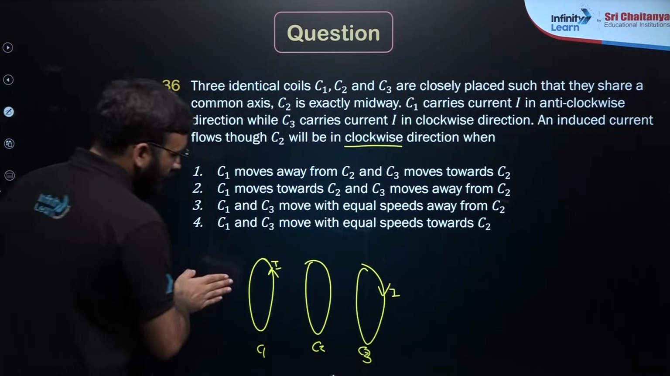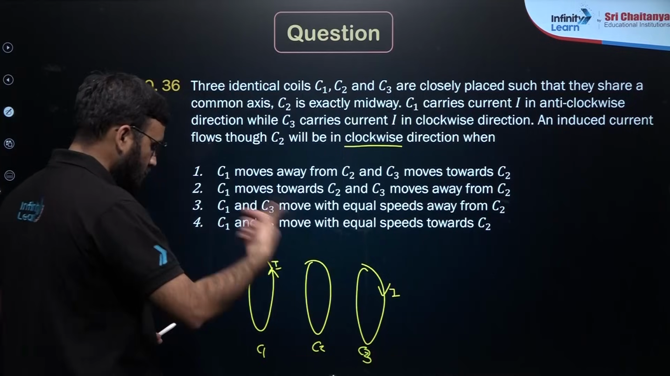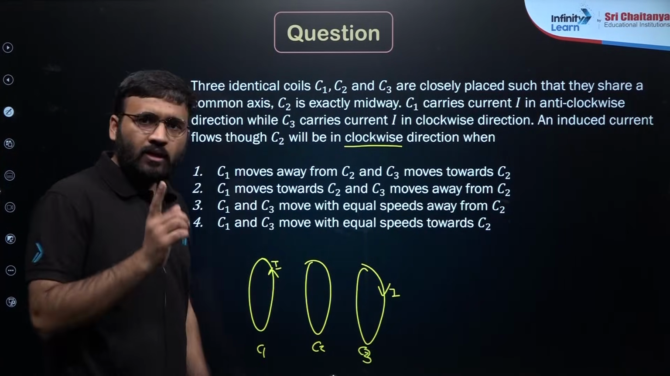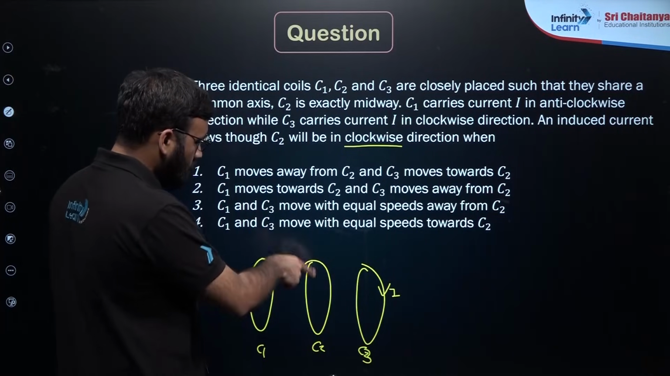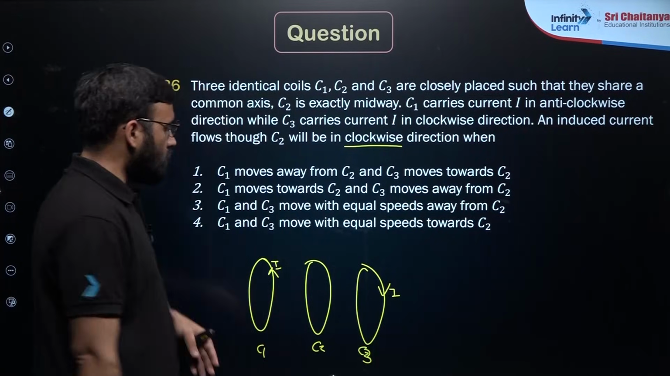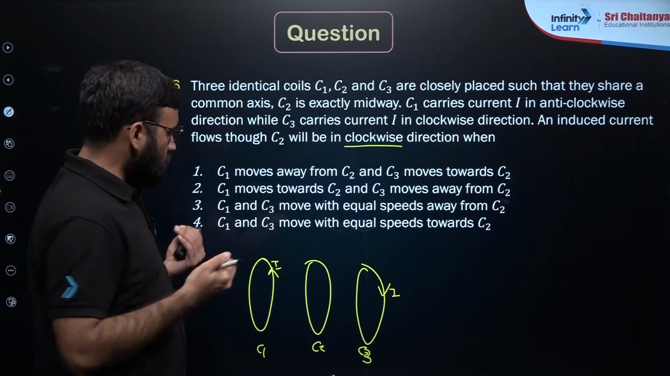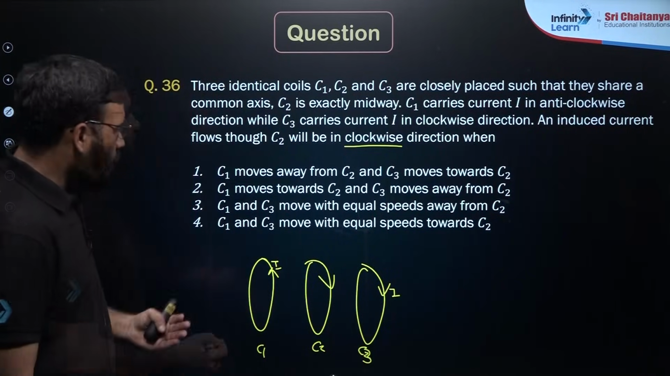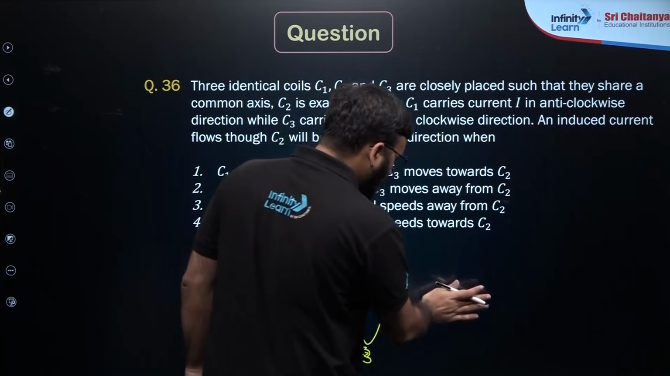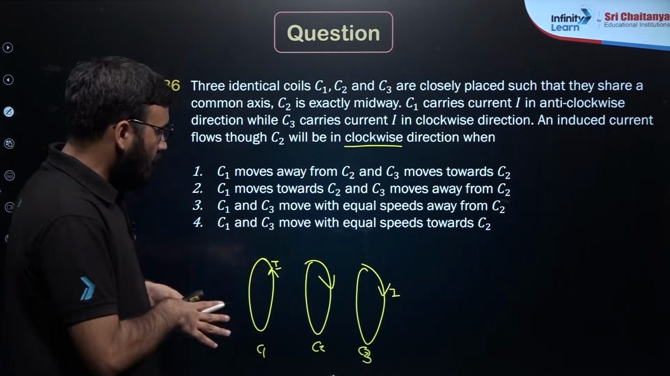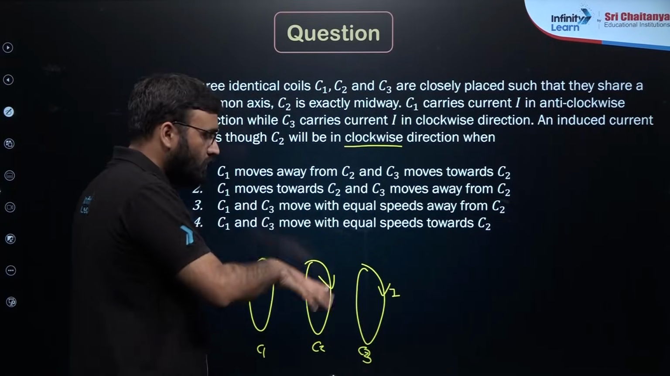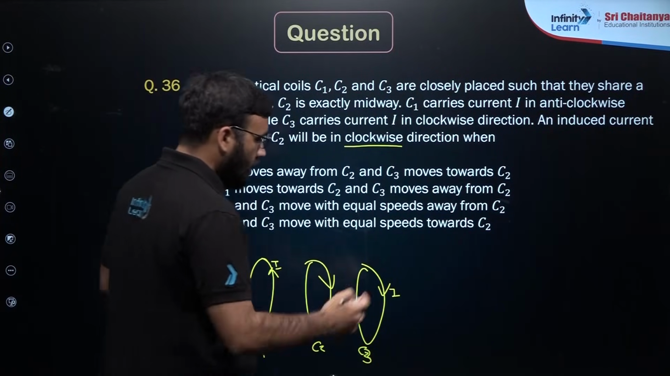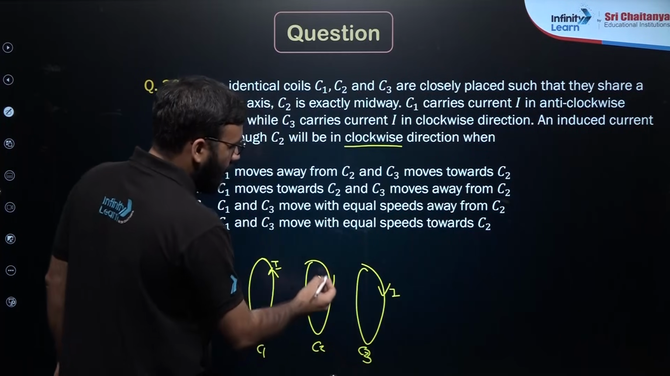When it is moving toward my C2, the flux going through C2 is increasing, so it tries to reduce it, so the current goes in the clockwise direction. Okay beta, when C3 moves away, again the flux going through C2 is decreased, so it will try to increase it. So according to Lenz's law, it will again be clockwise.